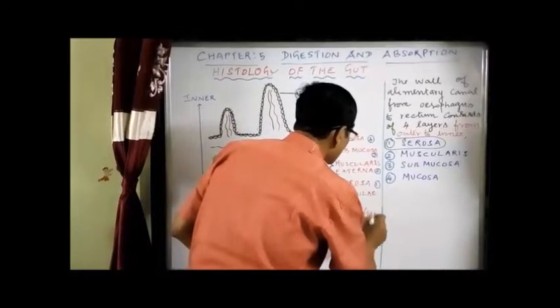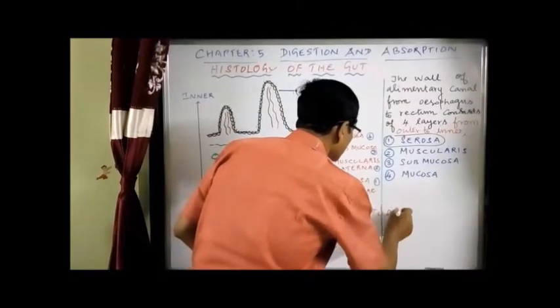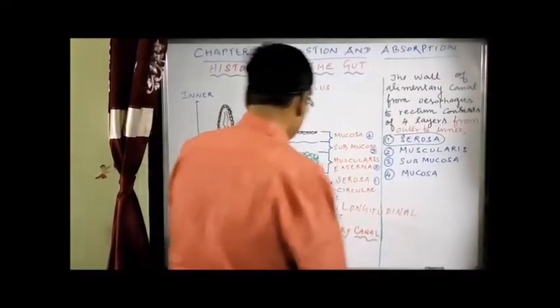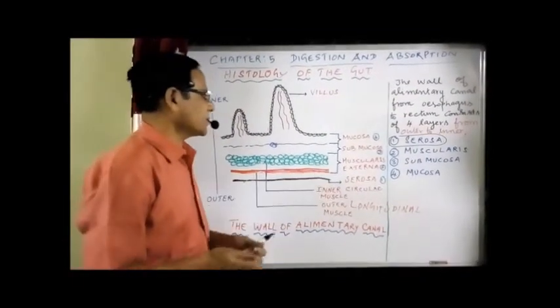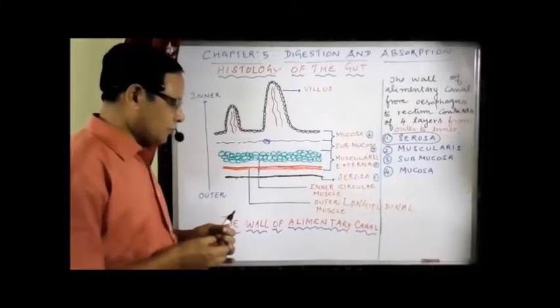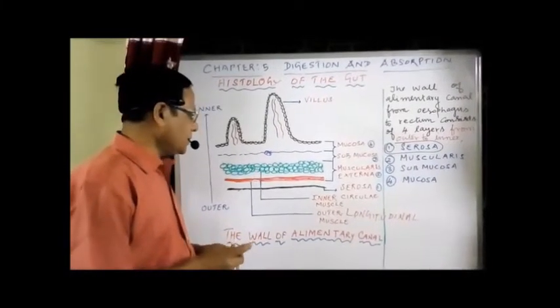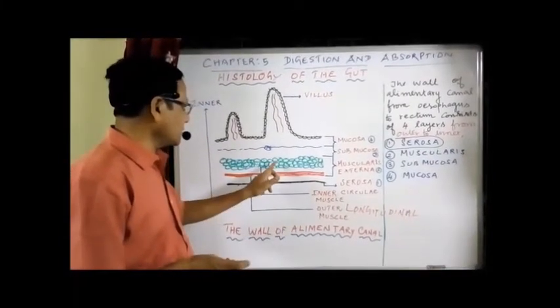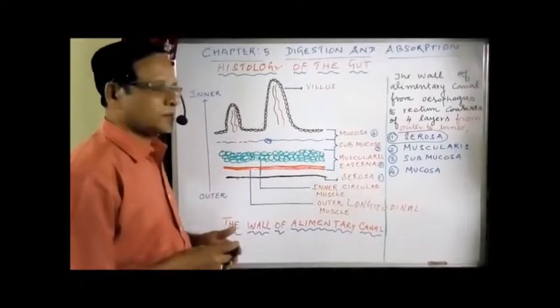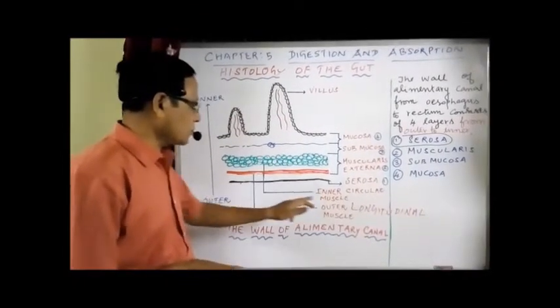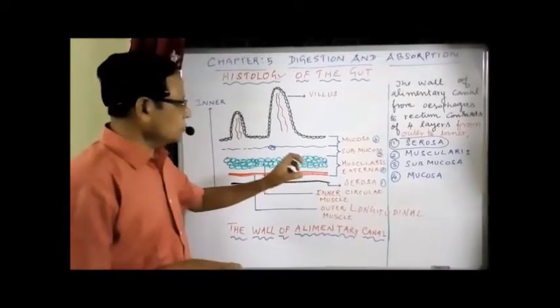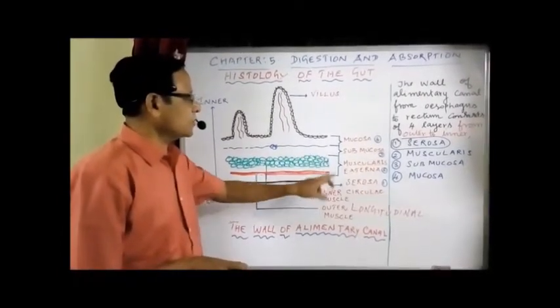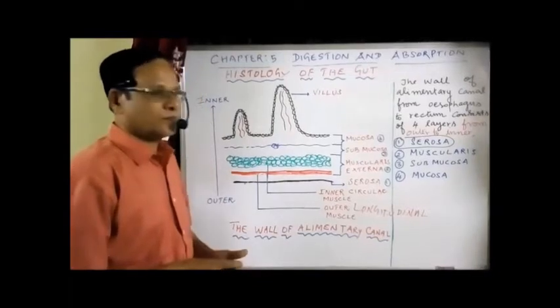Outer longitudinal. So the second layer from outer to inner, muscularis externa, is formed of 2 layers. An inner layer of circular muscle. Now the green one represents the inner layer. The red one represents the outer layer. Both together constitute the second layer, the muscularis externa.